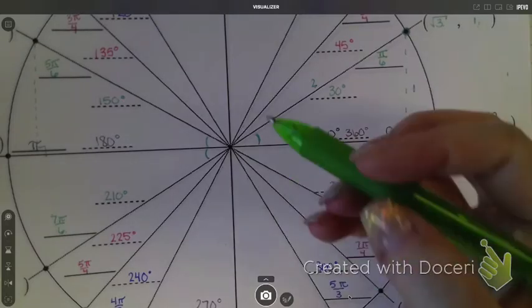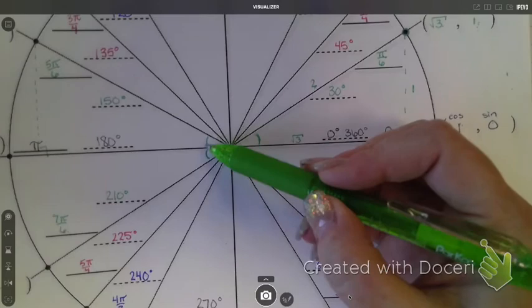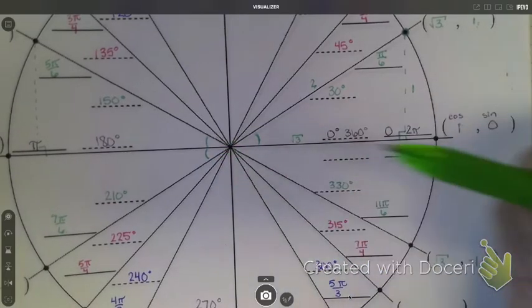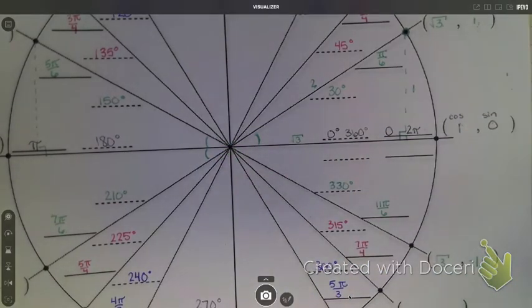Okay? The reference angle is the distance from the x-axis. So any angle that has a reference angle of 30 degrees will have square root of 3 over 2 for cosine and 1/2 for sine. And then you'll just have to decide what quadrant it is to figure out whether it's positive or negative. Make sense?